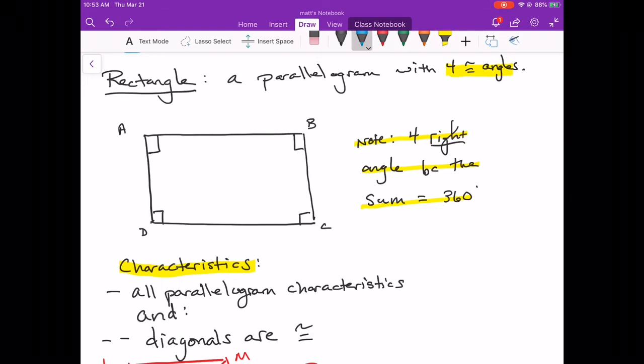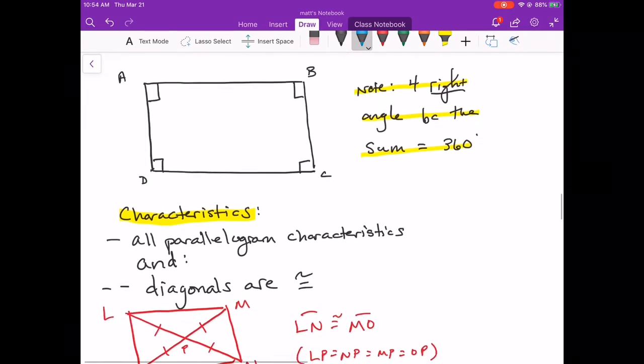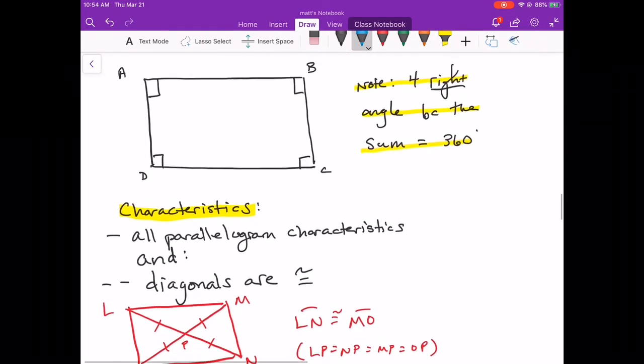And because they all add up to 360 degrees, and they're all the same, 360 divided by 4 is 90 degrees. So that's how we know that all the angles of a rectangle are 90-degree angles. So notice that all the sides are not the same, but all the angles are indeed the same, and they're all 90-degree angles. So some characteristics of a rectangle.